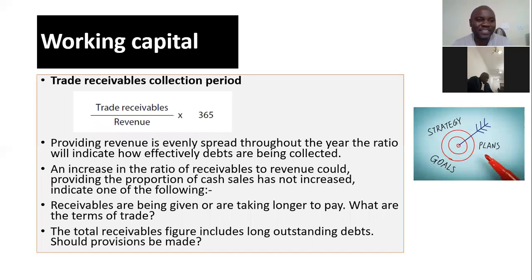Trade receivables. Here now you are looking at the trade receivables days. Providing revenues are evenly spread throughout the year, the ratio indicates how effectively debts are being collected. So here it actually shows if it's 30 days, then if you sell to your customer on credit, within 30 days you actually expect to receive cash. But if it goes beyond, what could be the problem?